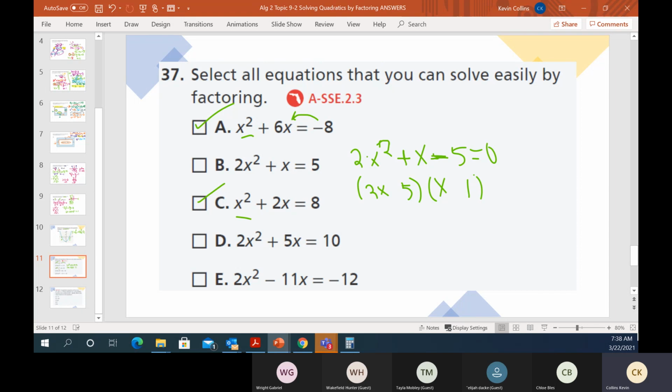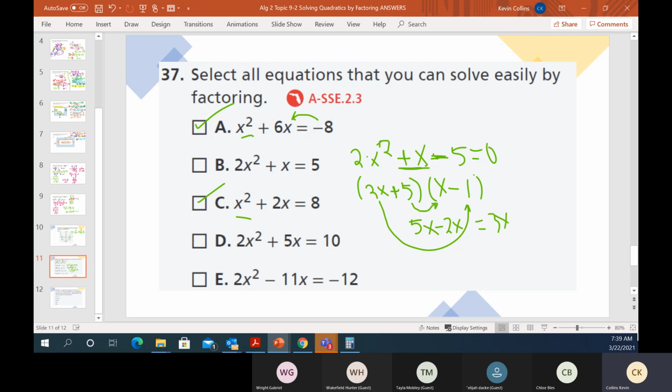So if we do that, then since this guy's positive, let's put the plus here and the minus here. Now, if we could get the middle guys to match up to give us just positive x, we're good to go, right? So I do 5 times x, that's 5x. Then I do 2 times negative 1, that's negative 2x, right? So that gives me 3x. We needed just plus x.